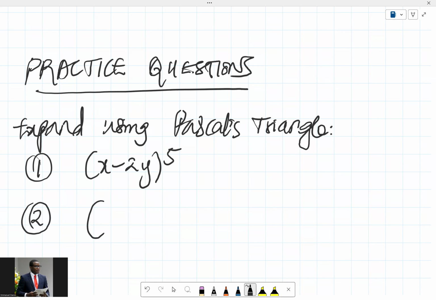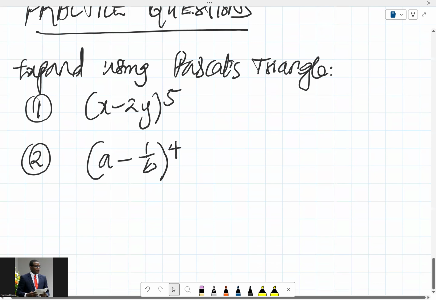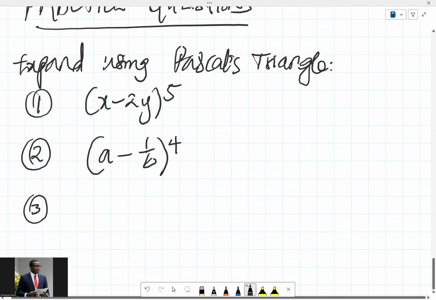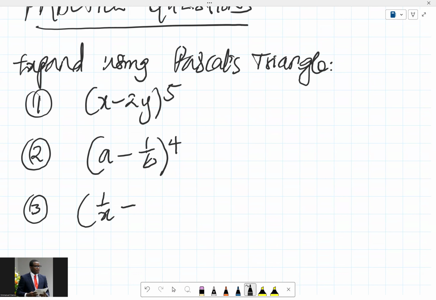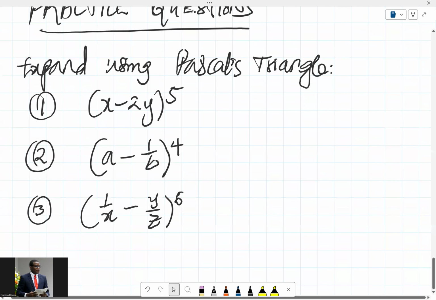Second, say a minus 1 over b raised to power 4. Okay. Then let me make it 3. Let's say 1 over x minus y over z raised to power, say 6. Let's do it that way. So try your hands on this and see how well you can do this.